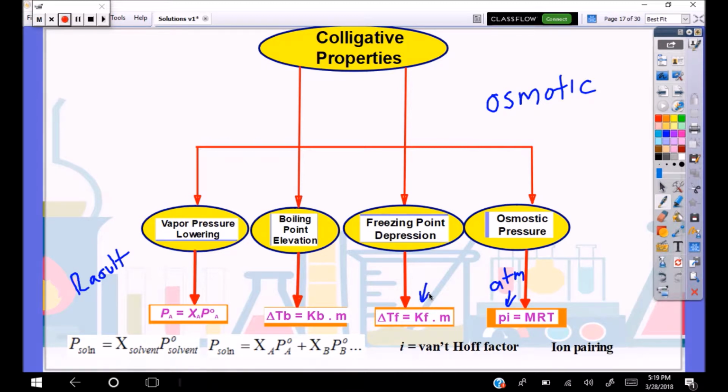Here we've got Kf and Kb, which are the freezing and boiling point constants. Those are solvent dependent, so you might have to refer to a table. We've got m, which is molality. So like I said, we need to know about molality for that reason. And then delta T is the change in temperature.